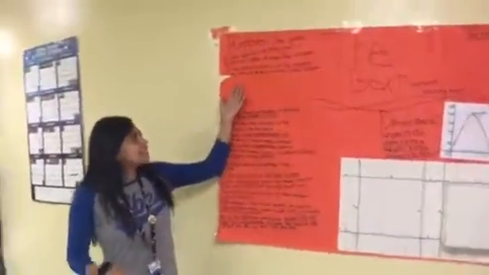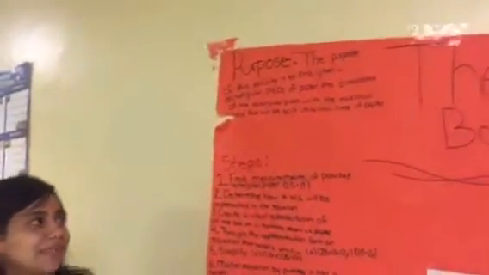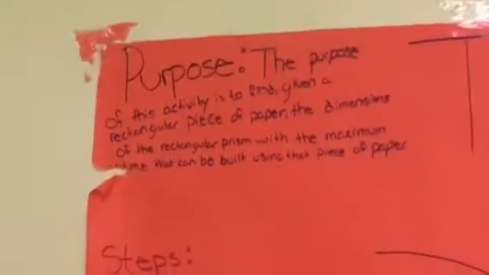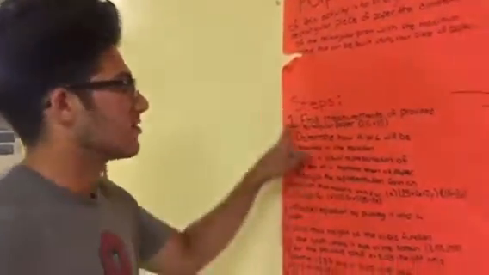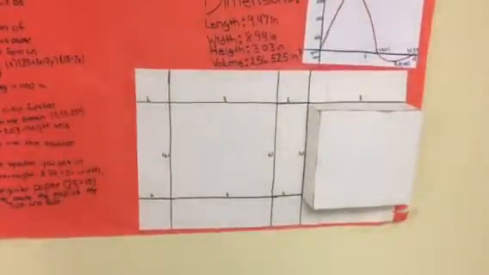So the purpose of this activity is to find the dimensions and maximum volume of a rectangular prism by being given a 25 by 15 inch piece of paper. Now, we have 10 steps, and the first step we used was to find the measurement of the provided rectangular piece of paper, which is, like Jasmine said, a 25 by 15.